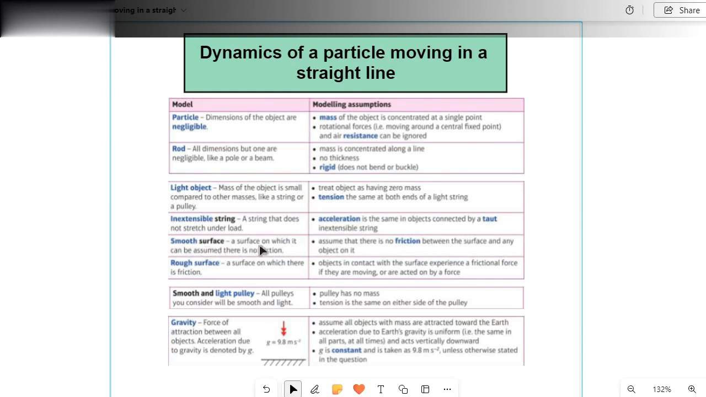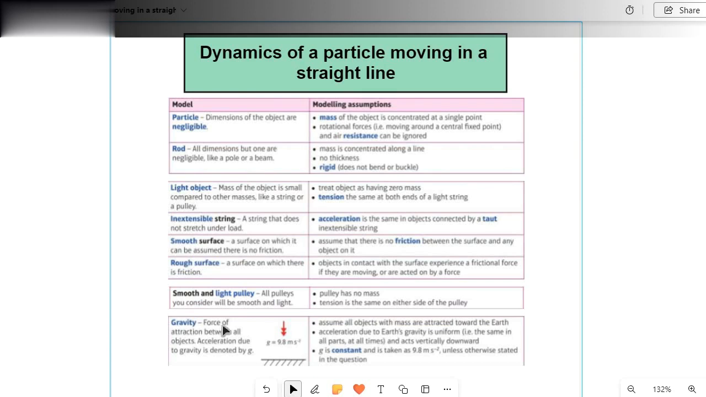Smooth surface, a surface on which it can be assumed that there is no friction. We have to assume that there is no friction between the surface and any object on it. Rough surface, a surface on which there is friction. Objects in contact with the surface experience a frictional force if they're moving or are acted on by a force. Smooth and light pulley. All pulleys you consider will be smooth and light, meaning the pulley has no mass and tension is the same on either side of the pulley.